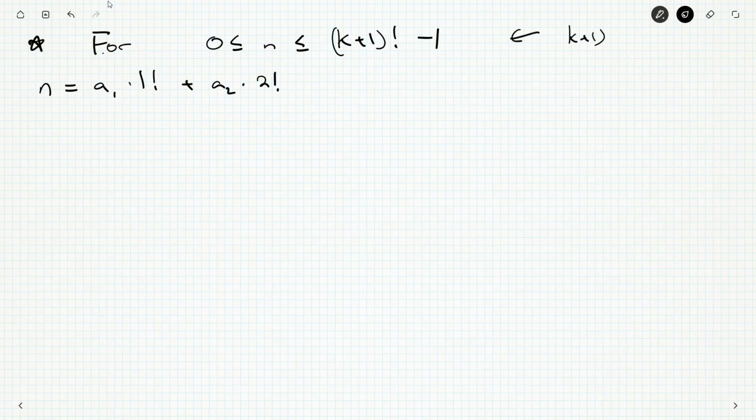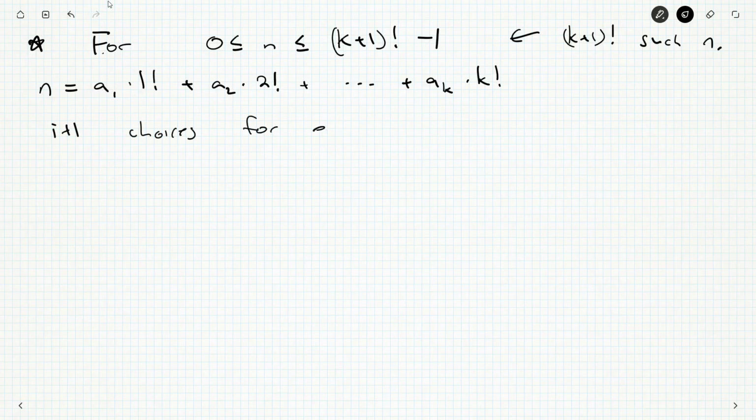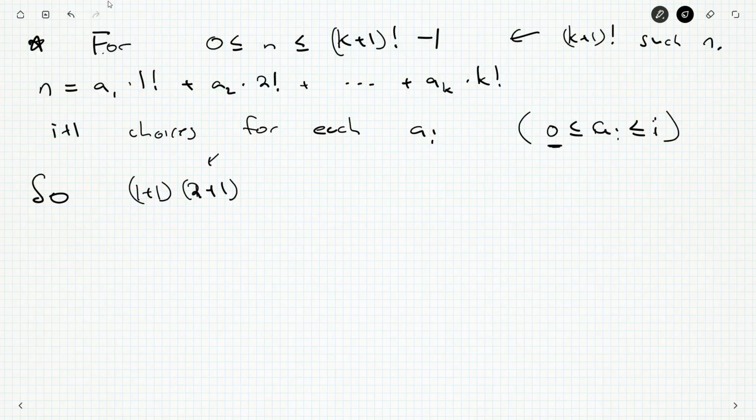But here we have k plus 1 factorial such values of n. 0 through 3 is 4 numbers, because 3 is 4 minus 1. So we know we can write this out, but there are i plus 1 choices for each a_i. Remember that each a_i has to be between 0 and i inclusive, and so we just add 1 for the 0 that's being counted. So there are 1 plus 1 times 2 plus 1. So these are the choices for a_2, these are the choices for a_1, all the way times k plus 1 choices for a_k, which is actually just 2 times 3 times 4 times k plus 1.